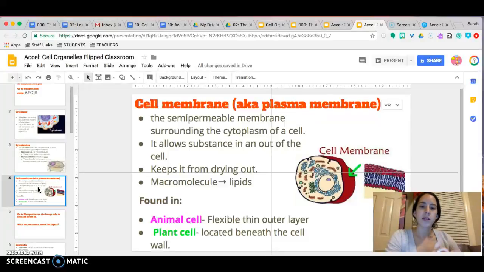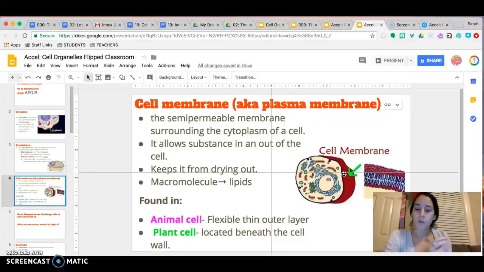So, like I said before, it's going to surround the cytoplasm of the cell. It's really on the outside, like if you see in this image right here, it's the outside of the cell, and it's keeping everything in. So it helps make sure that the cell does not dry out. And pretty much the macromolecule that's the most important with the cell membrane is lipids. In animal cells, you can find the cell membrane. It's a flexible, thin outer layer. It's the outermost layer. And in plant cells, you're going to see it beneath the cell wall. And we're going to talk about the cell wall in just a little bit as well.